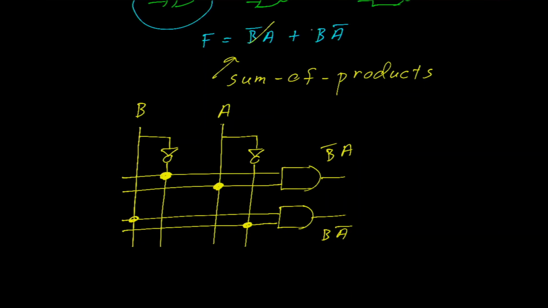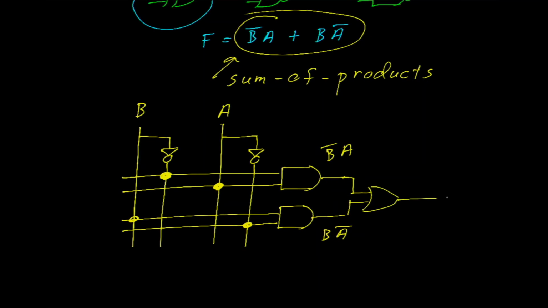That takes care of that and that. What we need to do now is join them together with an OR gate. And there you have it. We have created B not A or B A not using an array style.